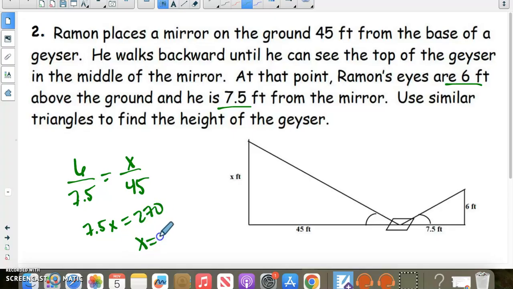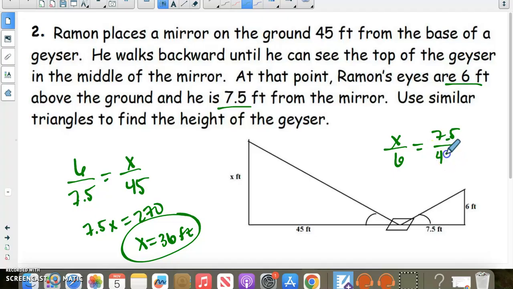So x is going to equal 36 feet. And again, we're going to have labels since these numbers have meanings now. Alrighty. Some of you might have done x over 6 and had 7.5 over 45. You'll end up with the same answer. No, I did that wrong. So x over 6 is going to be 45 over, excuse me, I did that wrong. It's going to be 45 over 7.5. There we go. Good.